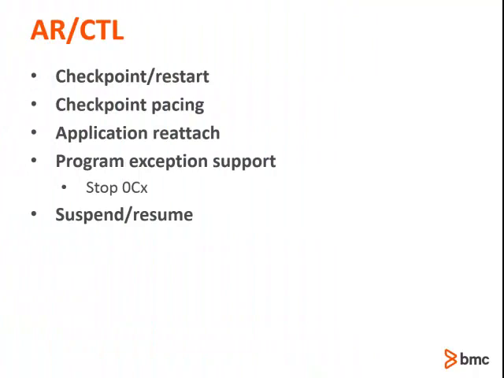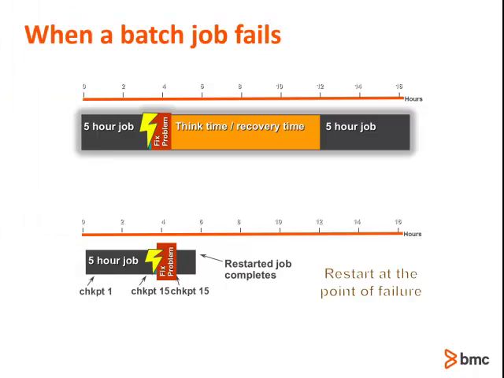ARC products provide a variety of features to streamline and enrich a batch processing environment. Let's dive into each of these areas. When a batch job fails, you generally recover the affected databases, back out all of the changes made so far, and restart the job from the beginning. This takes time, manual effort, and up to double the CPU usage that a successful job would have taken. In the example here, a job that normally runs in 5 hours could take 16 hours to complete.